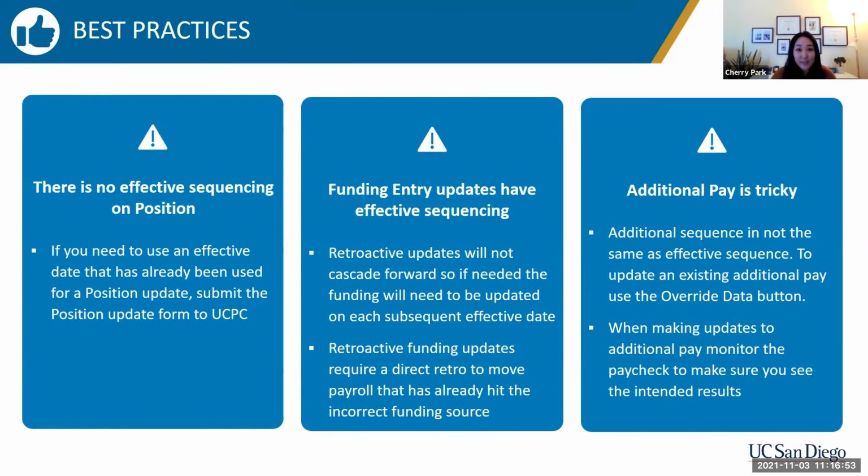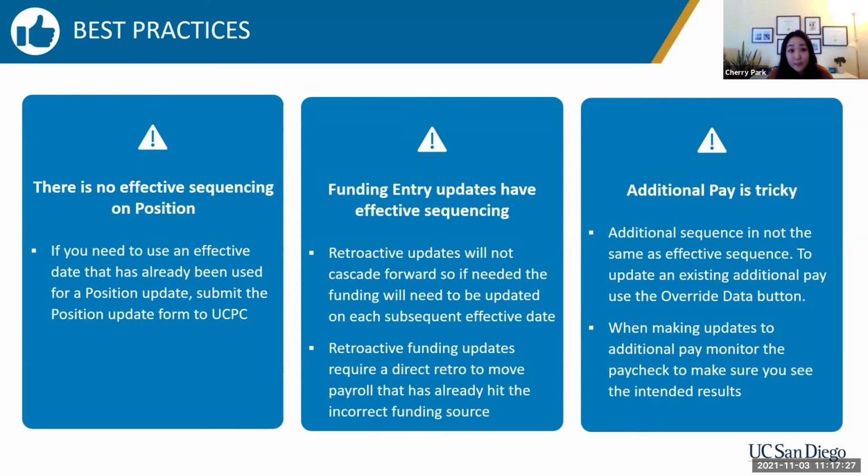There is no effective sequencing on position. If you need to use an effective date that has already been used for a position update, submit the position update form to UCPath Center. Funding entry updates have effective sequencing. Retroactive updates will not cascade forward, so if needed, the funding will need to be updated on each subsequent effective date. Also, retroactive funding updates require a direct retro to move the payroll that has already hit the incorrect funding source.